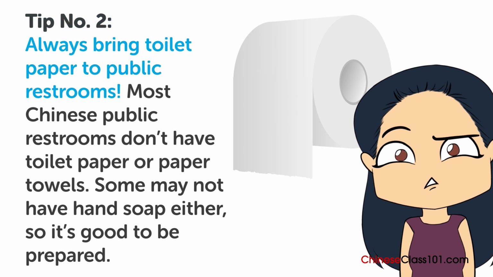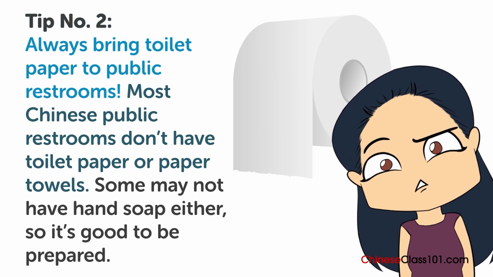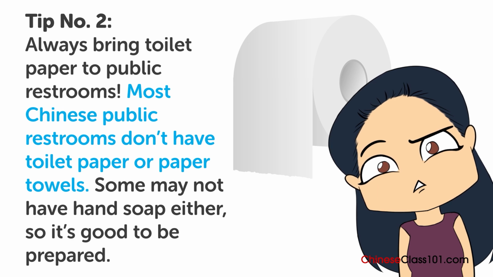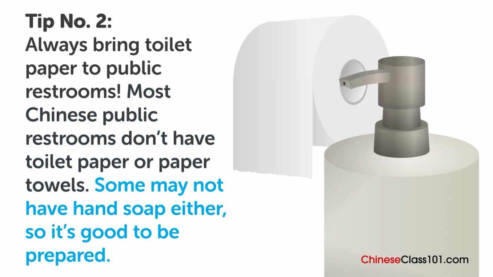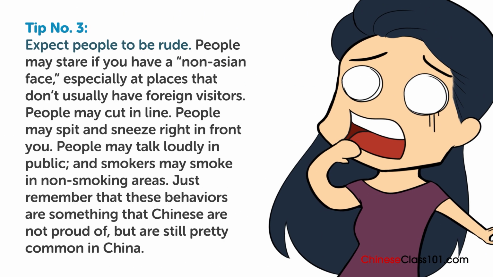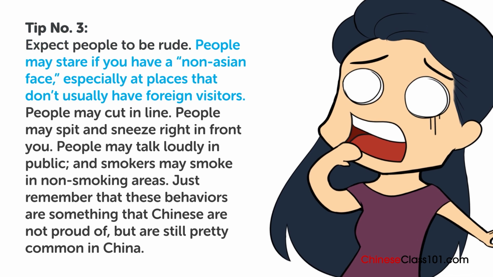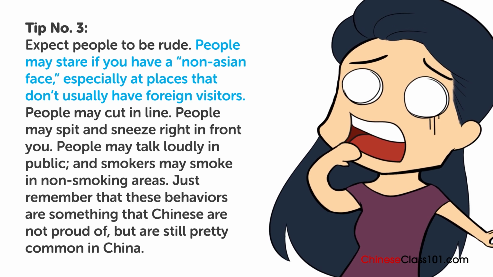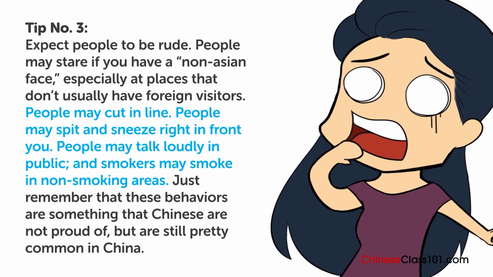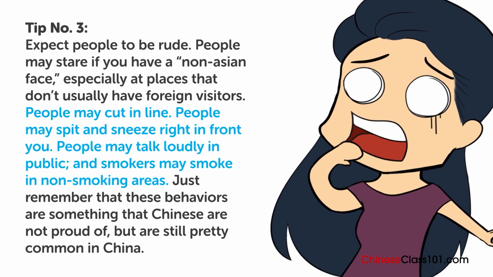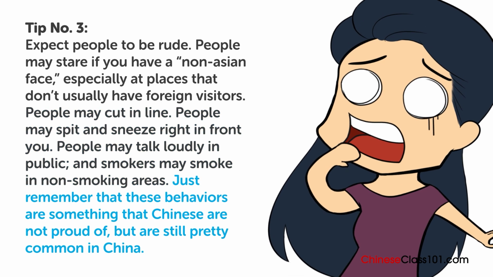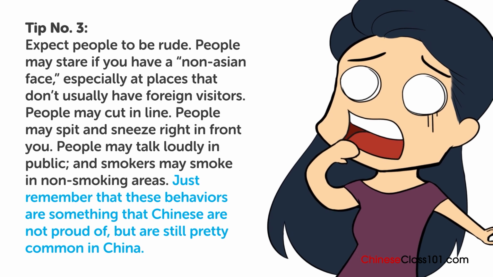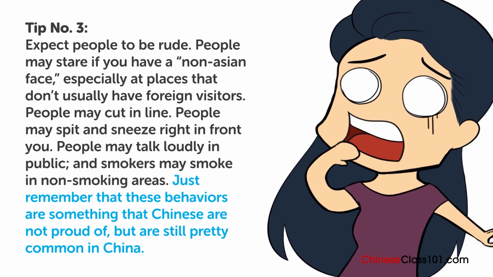Tip number 2. Always bring toilet paper to public restrooms. Most Chinese public restrooms don't have toilet paper or paper towels. Some may not have hand soap either, so it's good to be prepared. Tip number 3. Expect people to be rude. People may stare if you have a non-Asian face, especially at places that don't usually have foreign visitors. People may cut in line, people may spit and sneeze right in front of you, people may talk loudly in public, and smokers may smoke in non-smoking areas. Just remember, these behaviors are something that Chinese are not proud of, but are still pretty common in China.